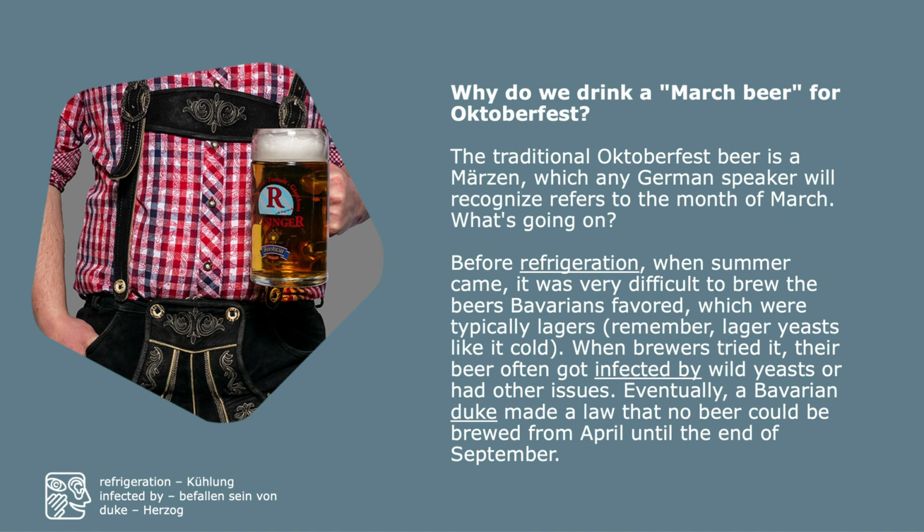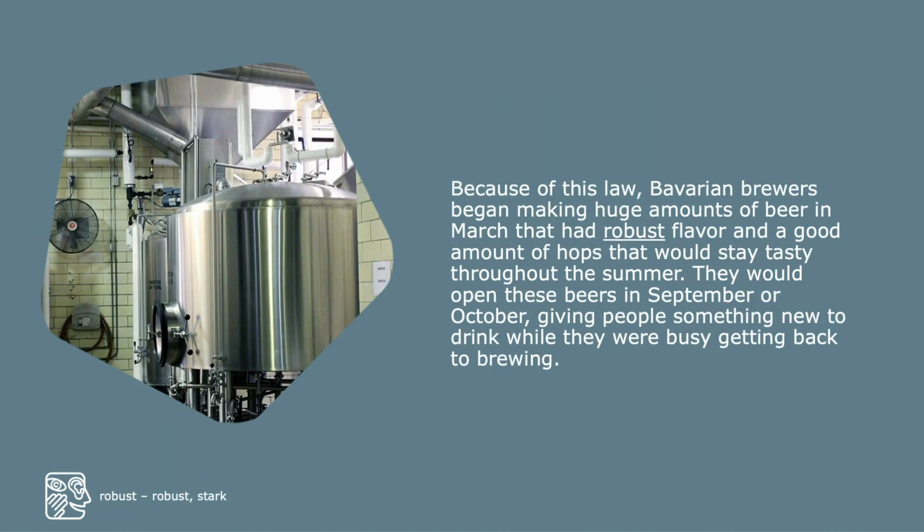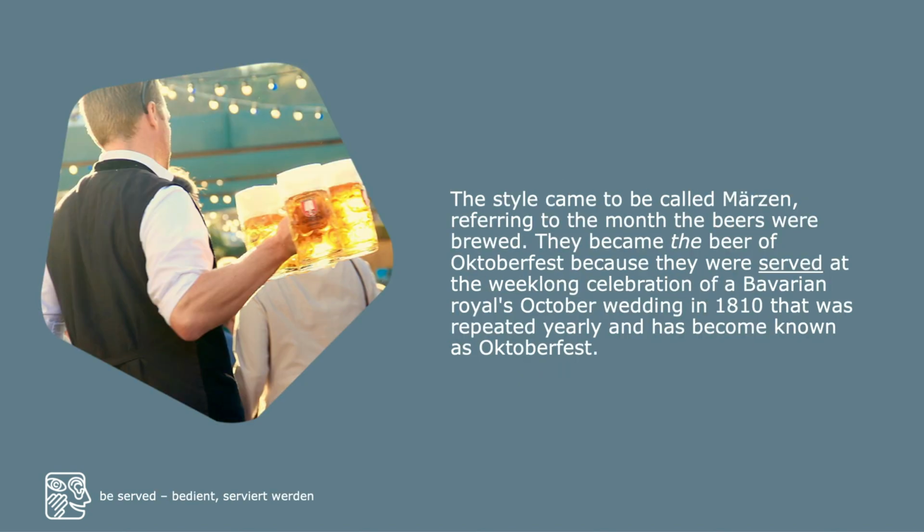Eventually, a Bavarian duke made a law that no beer could be brewed from April until the end of September. Because of this law, Bavarian brewers began making huge amounts of beer in March that had robust flavor and a good amount of hops that would stay tasty throughout the summer. They would open these beers in September or October, giving people something new to drink while they were busy getting back to brewing. The style came to be called Märzen, referring to the month the beers were brewed. They became the beer of Oktoberfest because they were served at the week-long celebration of a Bavarian royal's October wedding in 1810 that was repeated yearly and has become known as Oktoberfest.